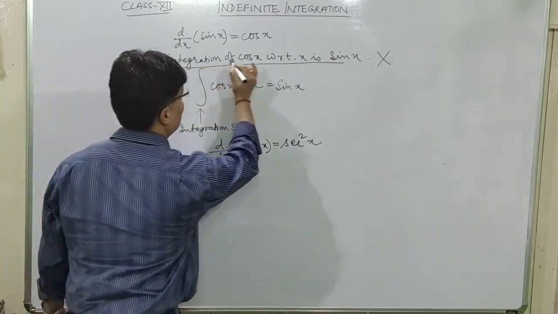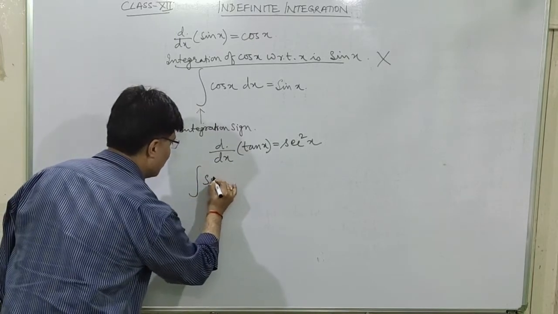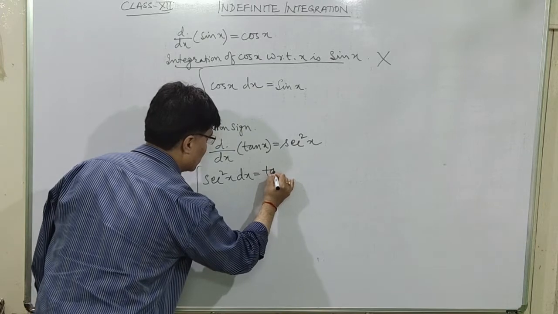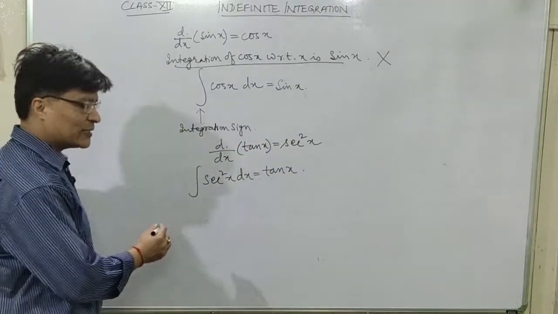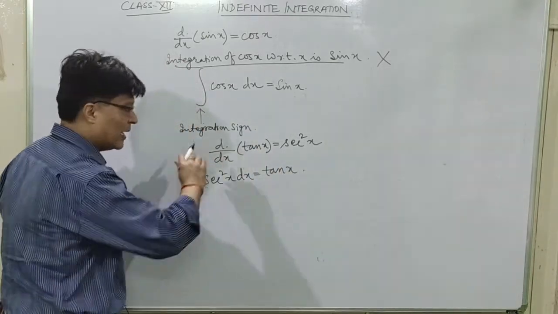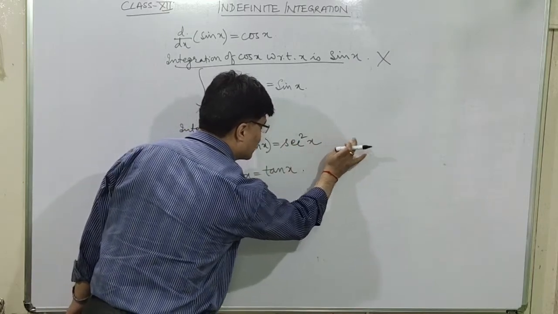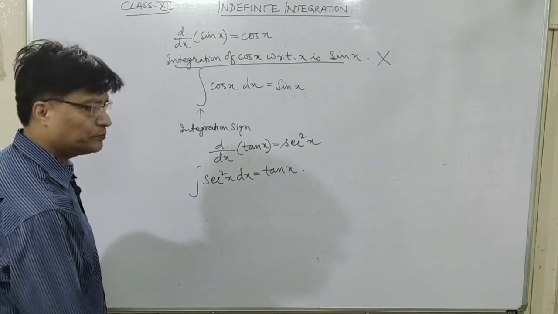Integration of sec square x dx is equal to what? This is tan x. You know that dy dx of tan x is equal to sec square x. And in the reverse way, you can read it as integration of sec square x with respect to x is tan x. Is that clear?